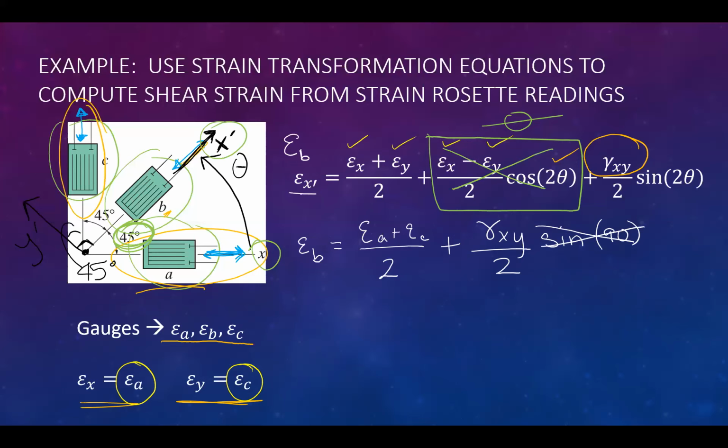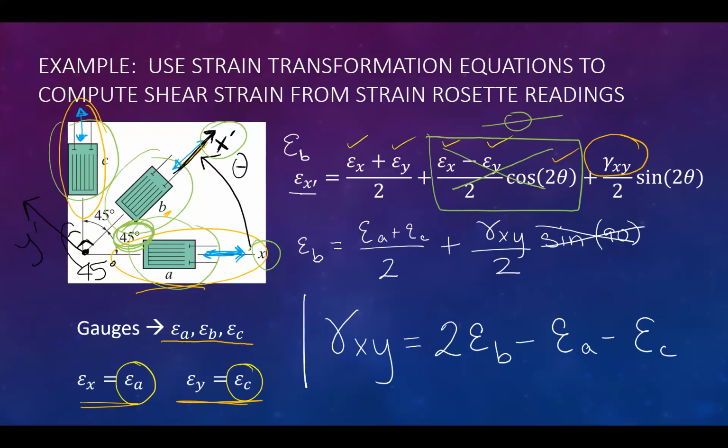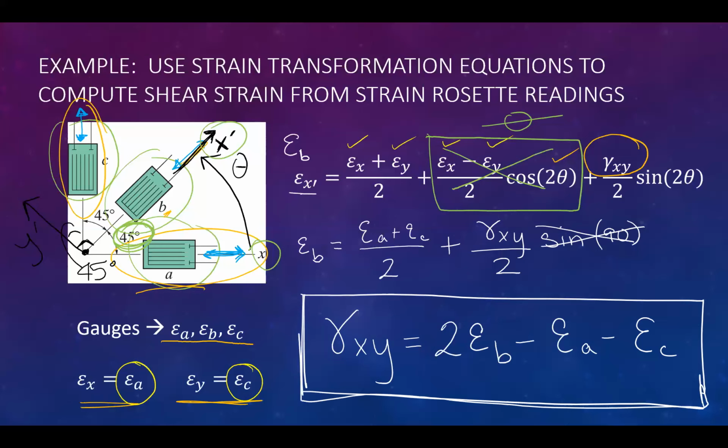And if I want to know gamma xy, it turns out that I multiply everything by 2, and I get 2 strain B. I'm going to move strain A and strain C to the other side of the equation, and I get this equation that will always hold true. Anytime we're using a 45-degree strain rosette, we can always use this equation to get the shear strain. Even though we can't measure shear strain at that point, we can compute it.